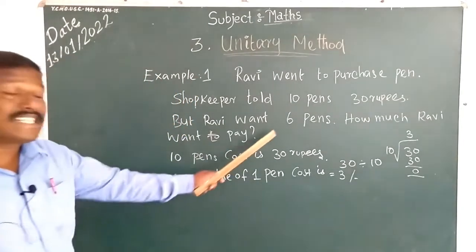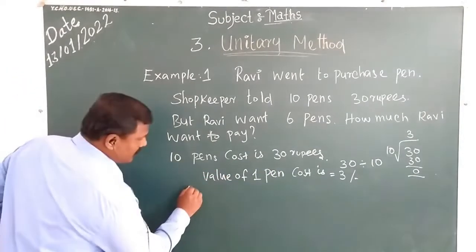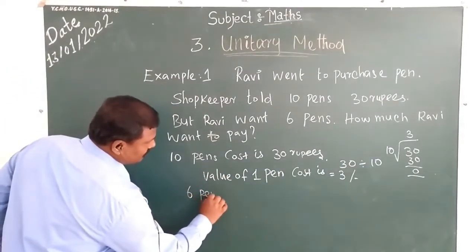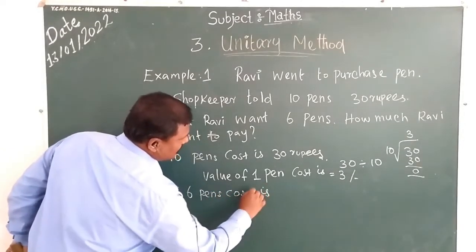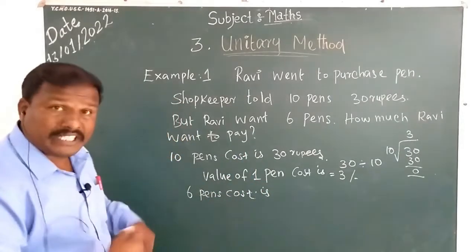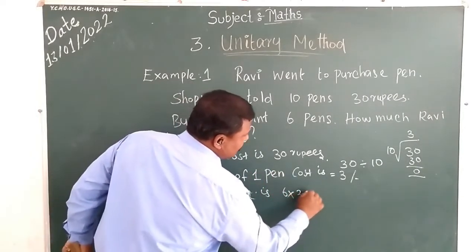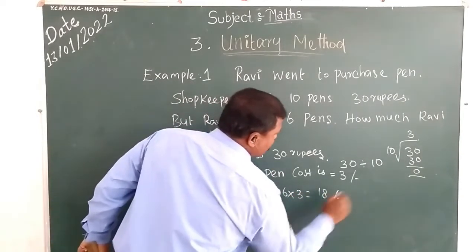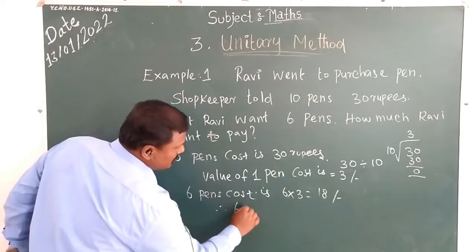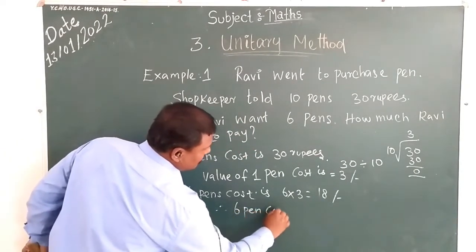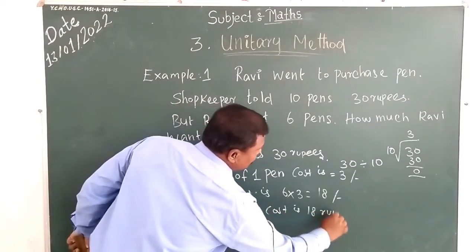Now we have to find the 6 pens cost. So now we have to do multiplication. 6 into the 1 pen cost, which is 3, is equal to 18 rupees. So finally, the 6 pens cost is 18 rupees.